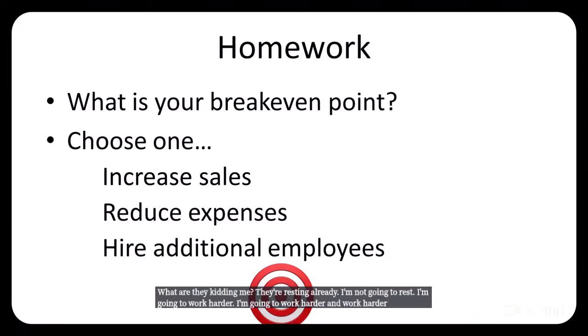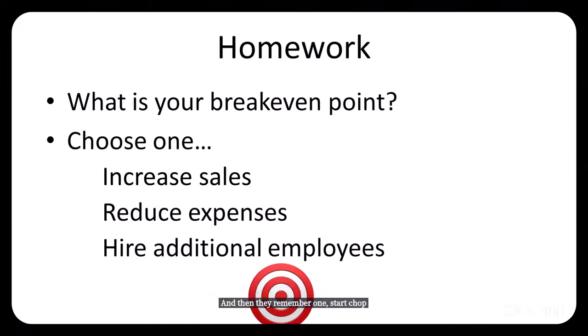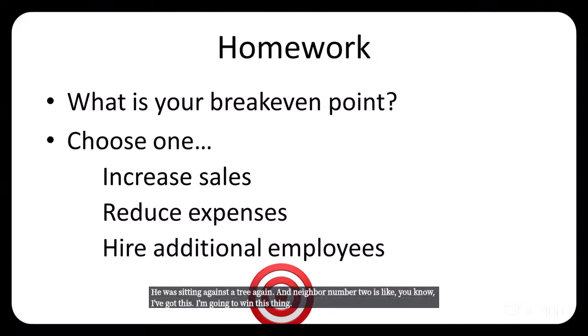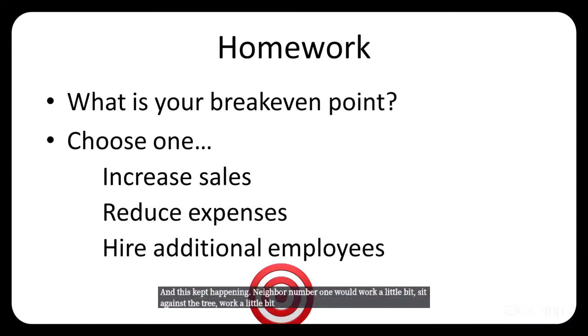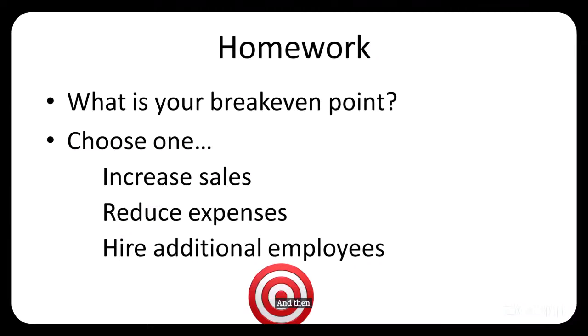And then neighbor number one started chopping wood again. And then about halfway through, he was sitting against a tree again. And neighbor number two is like, I've got this. I'm going to win this thing. And this kept happening. Neighbor number one would work a little bit, sit against a tree, work a little bit, sit against a tree. Neighbor number two, I've got this. I'm going to win. And then after the hour mark, they looked, and neighbor one had chopped almost twice as much wood as neighbor number two.